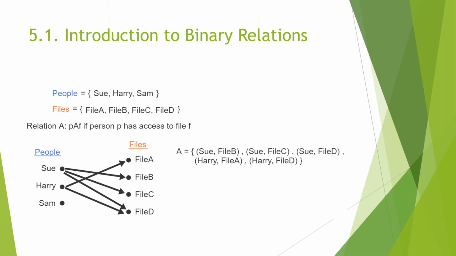Therefore, this is how the arrows are drawn in the arrow diagram of the relation A. So this is how we represent relation A using an arrow diagram. As you see, this is an easier to understand representation of relation A than this set roster notation.